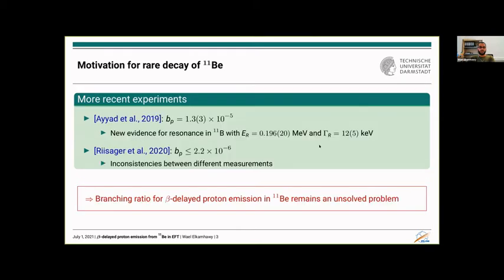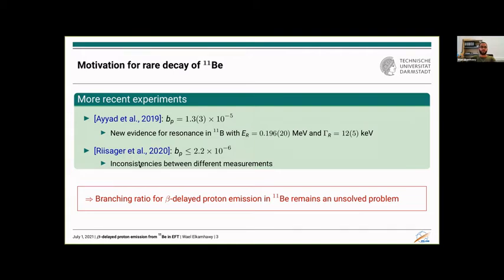Now, in more recent experiments, as already shown by Yacid Ayad on Monday, in 2019, they remeasured the branching ratio to be 1.3 times 10 to the minus 5. This is similar in size to the experiment by Riesager. But in contrast to the experiment by Riesager, they measured the final proton and really found new evidence for the resonance in boron-11. This is a direct observation with a resonance energy of 0.196 MeV and a width of 12 plus or minus 5 keV. And the last experiment by Riesager and company, they redid the experiment in 2020.